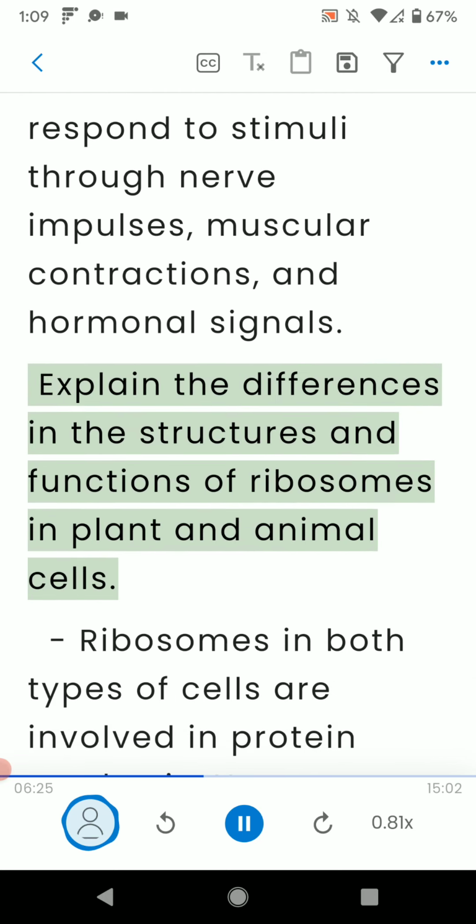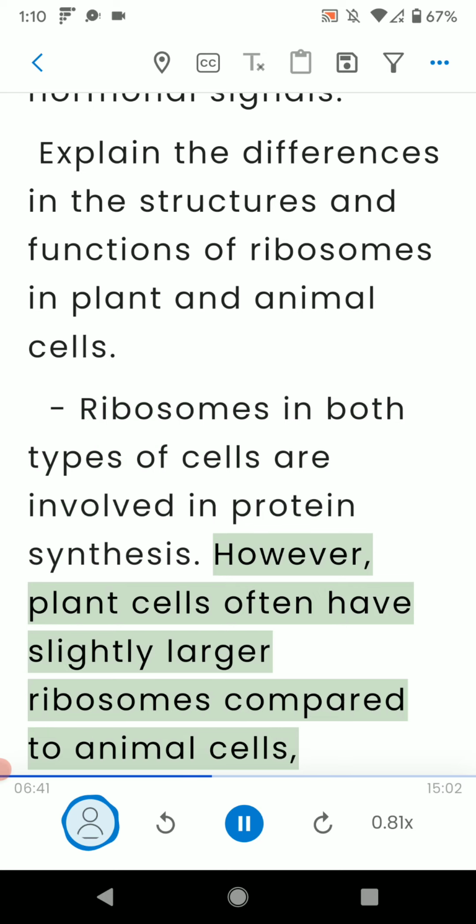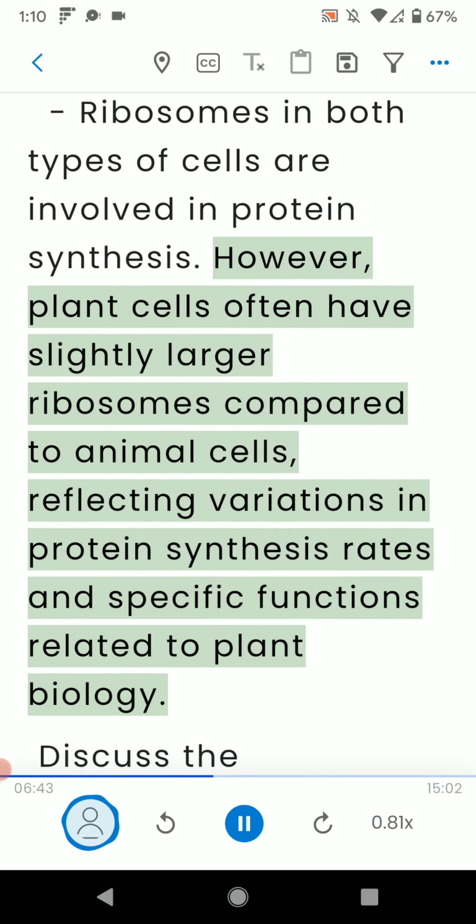Explain the differences in the structures and functions of ribosomes in plant and animal cells. Ribosomes, in both types of cells, are involved in protein synthesis. However, plant cells often have slightly larger ribosomes compared to animal cells, reflecting variations in protein synthesis rates and specific functions related to plant biology.